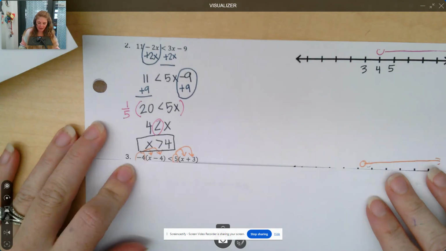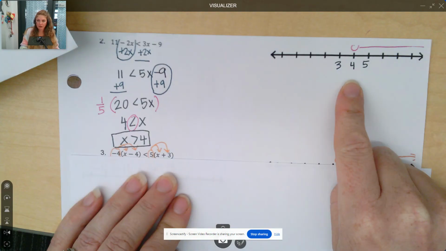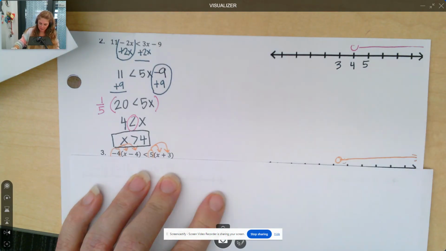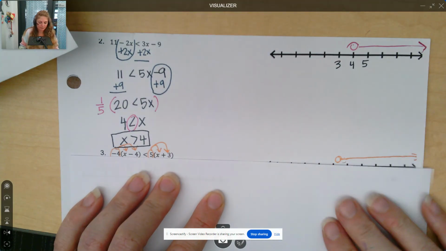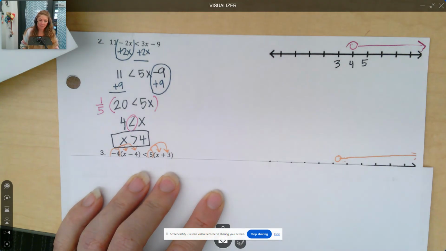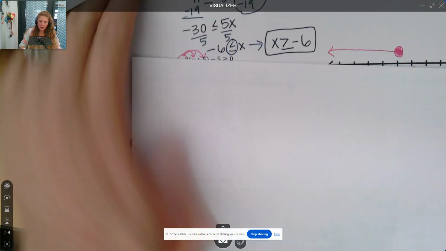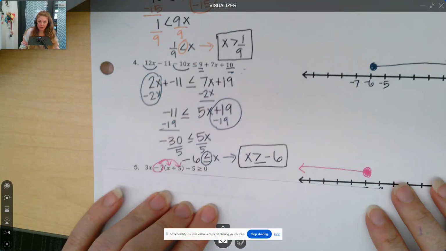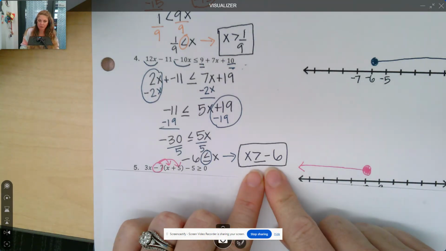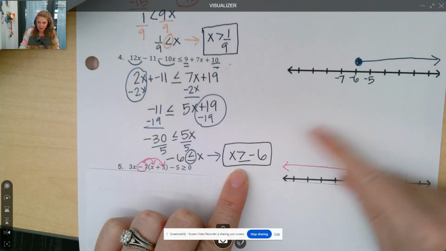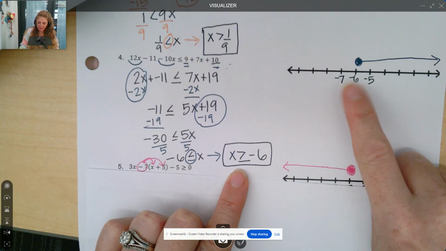Number 2, you should have ended up with x is greater than 4. Open circle at 4, shaded to the right. Don't forget your arrow at the end of there. And you can always pause the video to check the look of my work. Number 4, your answer should end up being x is greater than or equal to -6. Don't forget to flip your inequality symbol. We have a closed circle at -6 shaded to the right. Don't forget to label -7, -6, and -5.